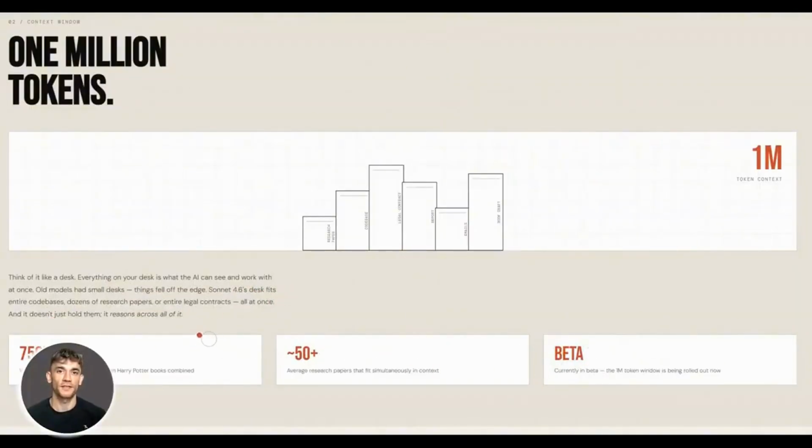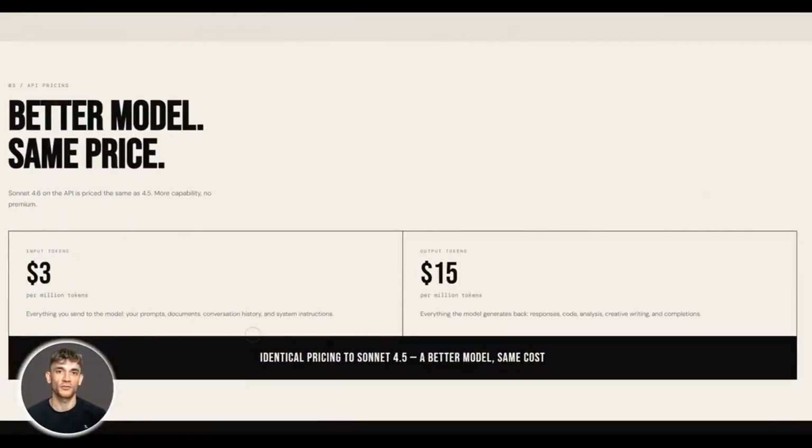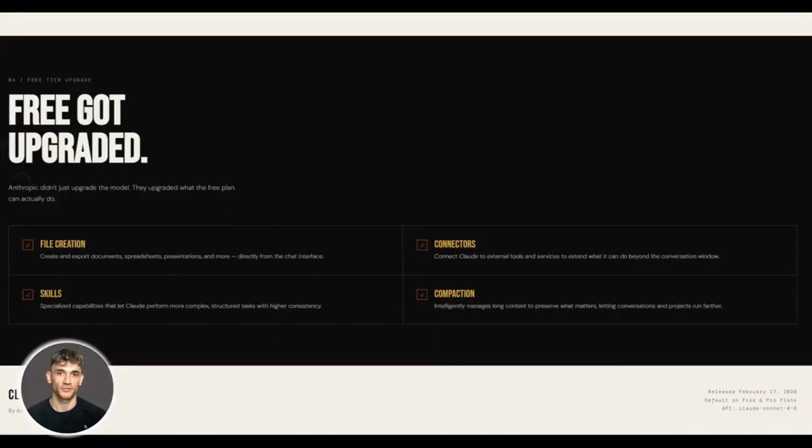But the key thing Anthropic is emphasizing is that it's not just about holding more. Sonnet 4.6 actually reasons effectively across all that context. Older models would sometimes lose the thread halfway through a long document. That's the problem this solves. And the context window is only one piece of this update.